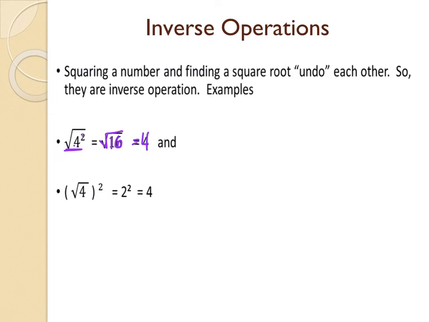Here, if I do my parentheses first, I get square root of 4 is 2, so I'm going to just square my 2, equals 2 squared equals 4. It's the opposite. You're going to undo each other.